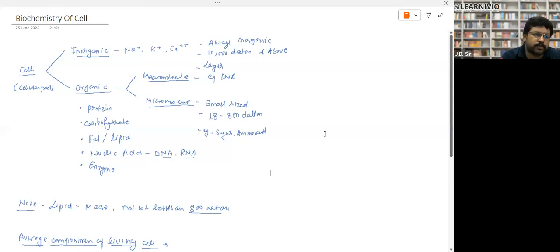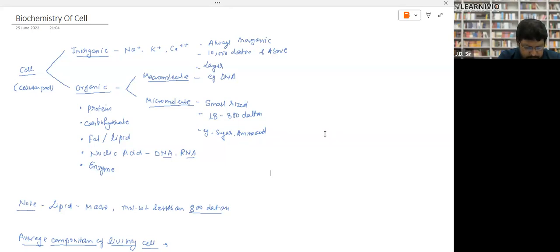So now please note it down. Put a sentence below this one. Chemicals or molecules present in the living organism are known as biomolecules. Full stop.